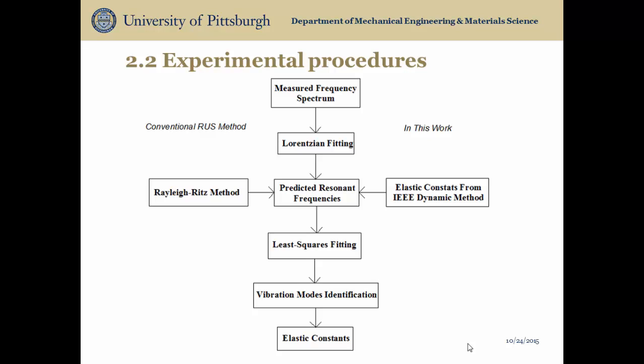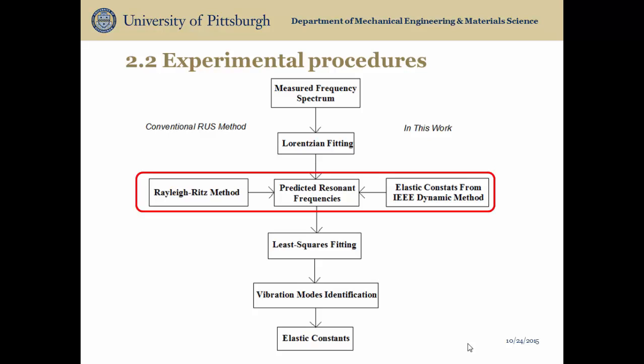This flowchart shows the experimental procedures for both the conventional IUS method and the method used in this work, and they only differ in the way of obtaining the predicted resonant frequencies. The first step, from the system I just showed, is to get the measured frequency spectrum from the oscilloscope. If we fit the Lorentz function to each peak, we can get the ideal frequency spectrum. The next step is to get the predicted resonant frequencies.